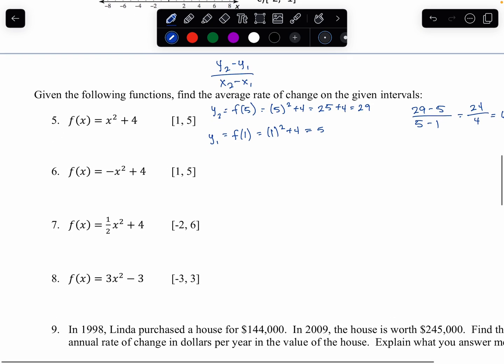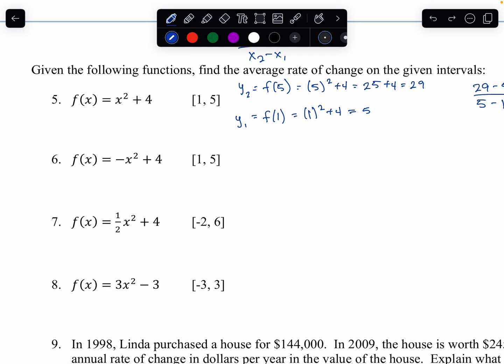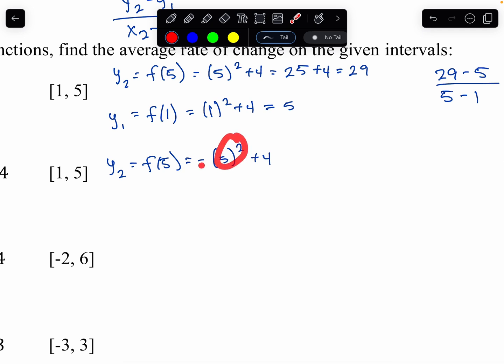I'll help you out with 6 right here, and we're doing the same interval 1 to 5. So let's find y2. y2 is going to be equal to f of 5. So I want to help you out with the negative part here. That's going to be negative open parenthesis, close parenthesis, 5 squared plus 4, which is a big difference, okay? Because here, you square the 5 first, then multiply by a negative, and that's negative 25 plus 4. So negative 25 plus 4, that's going to be negative 21.